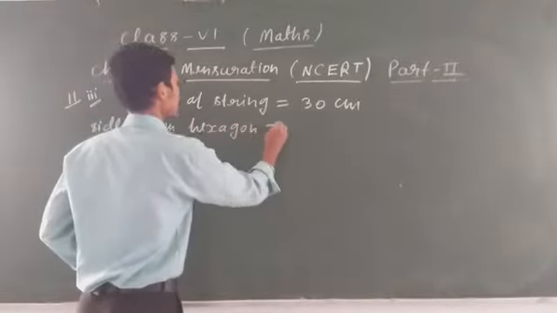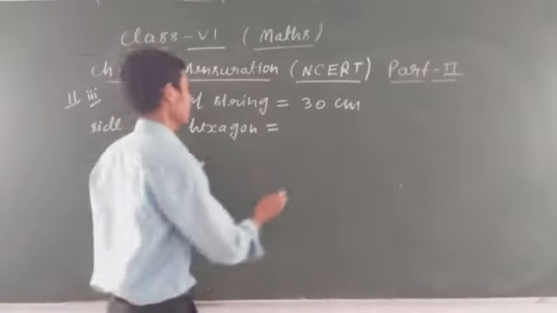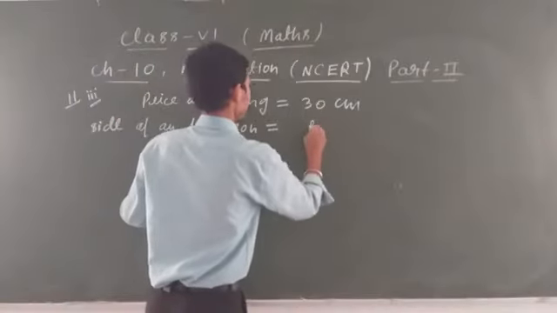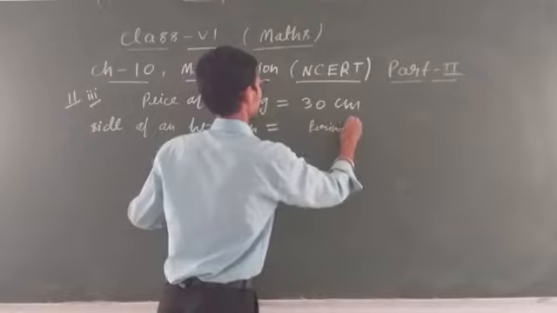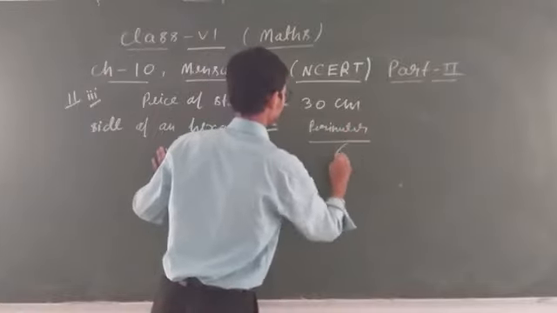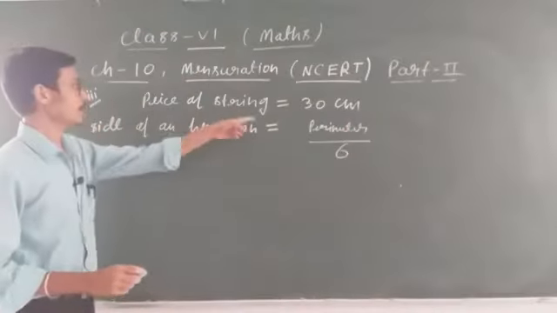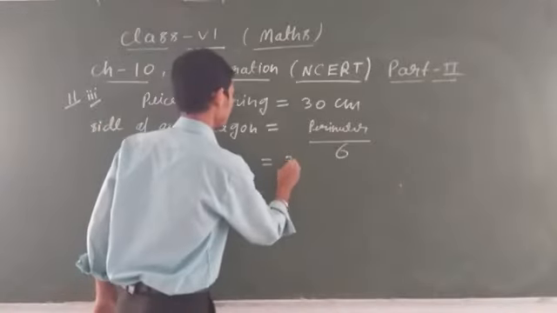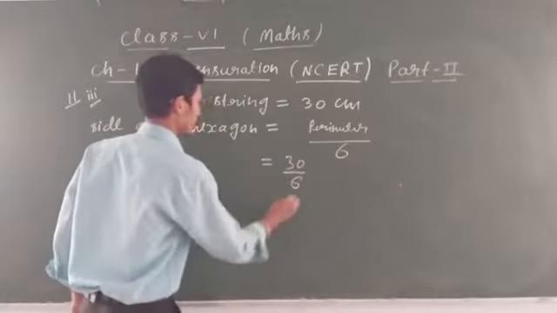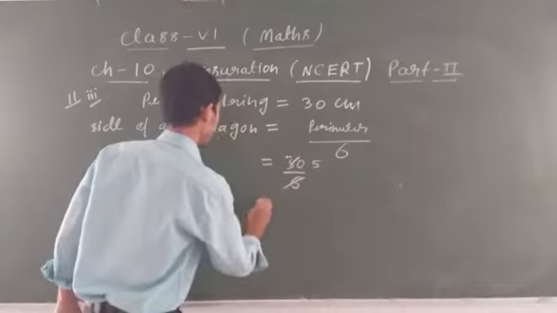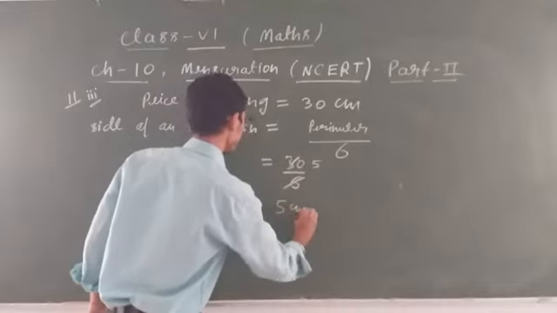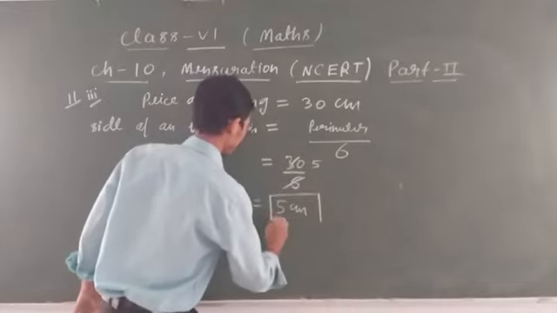Clear, student? For a hexagon, you know that what is it? Hexagon means perimeter upon 6. Clear? The perimeter is given as 30, so write down 30 upon 6. This will come 5. That means 5 centimeter is the side of the hexagon.